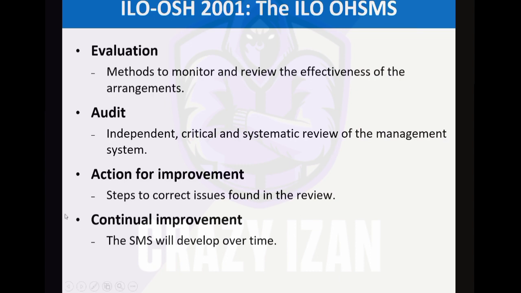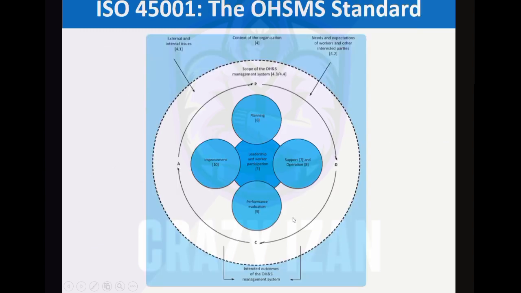And finally, these actions for improvement will lead to continual improvement, and the safety management system will keep on developing over time. With regular reviews and regular auditing, you keep on taking decisions and setting actions to improve your management system. This will lead to continual improvement of your management system.